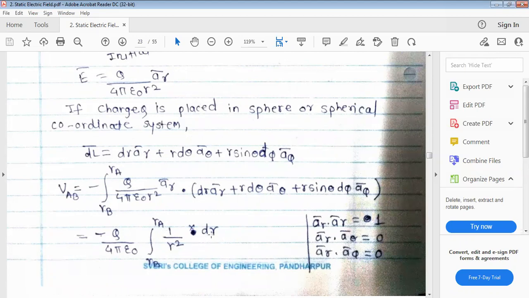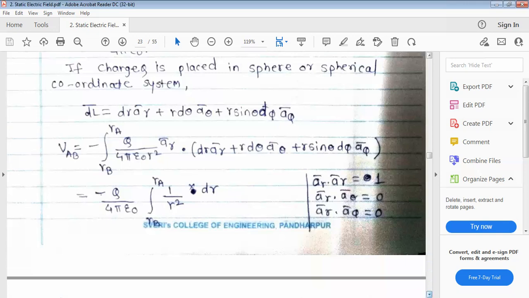So you can take the integration of dr upon R square. For integration, you have to take it in the numerator, so it is R raised to minus 2 into dr. If you take the integration, then it is R raised to minus 2 plus 1 divided by minus 2 plus 1. You can directly put the limits. R raised to minus 2 plus 1 means R raised to minus 1, divided by minus 2 plus 1 means minus 1. So it is minus 1 upon R and the limit will be from B to A.